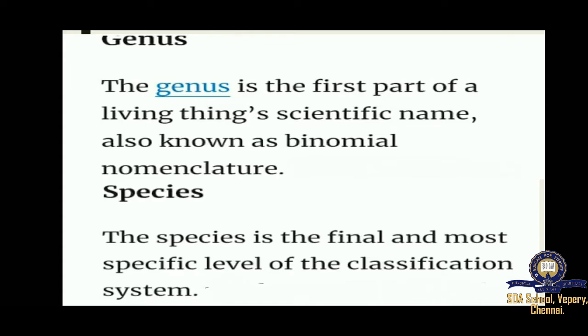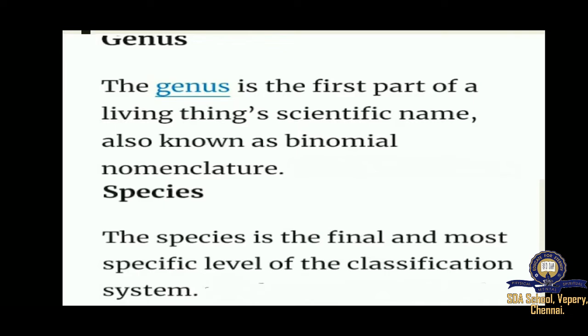Genus and species. The genus, the first part of a living thing's scientific name, is also known as binomial nomenclature. Let's look at the lion and tiger, for example. The scientific name of the lion is Panthera leo and the tiger is Panthera tigris. Panthera is the genus. And the next one is species.